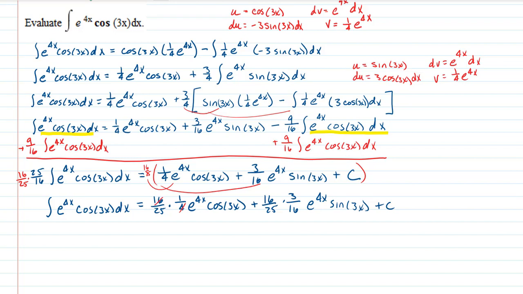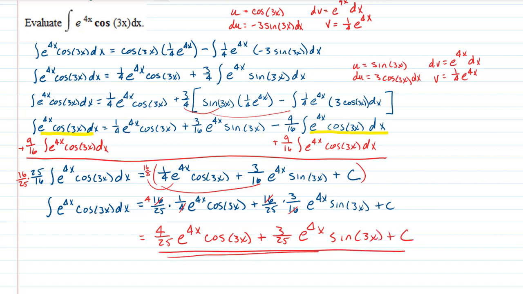So 4 goes into 16 4 times, and these 16s are going to cancel out, and that gives me that my final answer is going to be 4/25 e to the 4x cosine 3x plus 3/25 e to the 4x sine 3x plus c. And that would be our final answer.